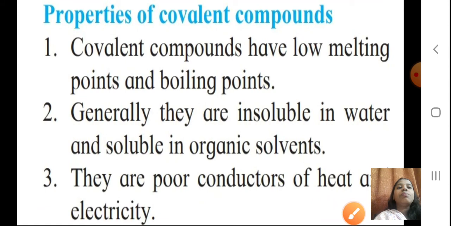The next part we are going to see is properties of covalent compounds. Now what are these properties? Covalent compounds have low melting point and boiling point. Students, remember this: generally they are insoluble in water and soluble in organic solvents. They are not soluble in water, but in organic solvents they dissolve. They are poor conductors of heat and electricity. Methane, if we take an example, is a covalent compound, and it is a poor conductor of heat and electricity.